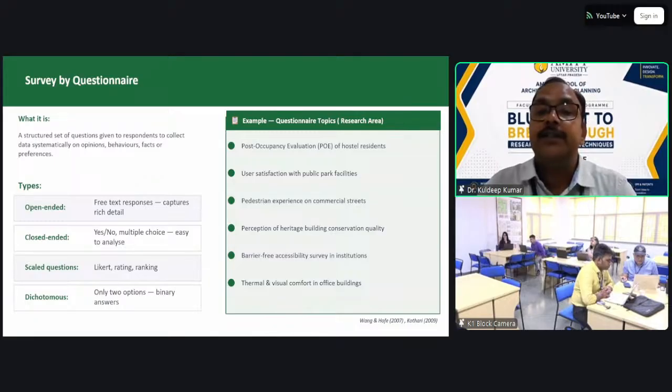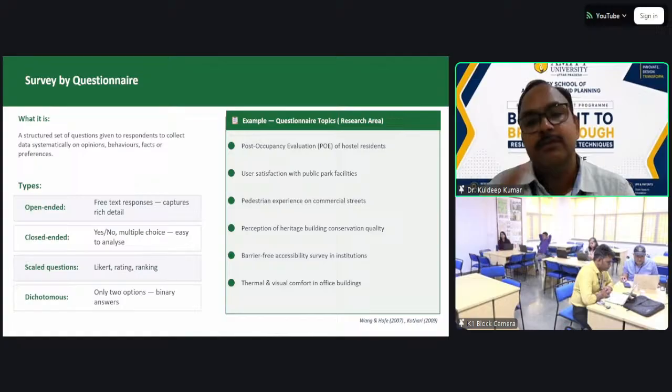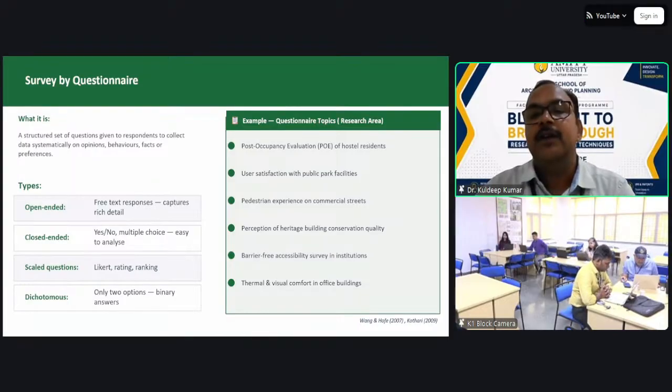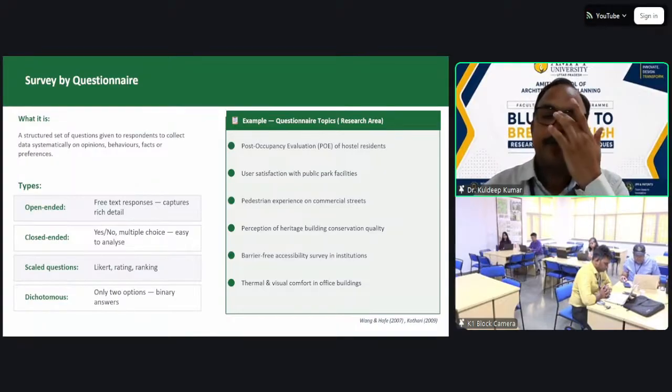The close-ended questions provide fixed options like multiple choice, yes or no, or tick boxes. These are easy to quantify and analyze. For example, a question like, do you feel safe in this neighborhood? It's simple, it will ask yes, no, or sometimes. Just that. Third is the scaled question.